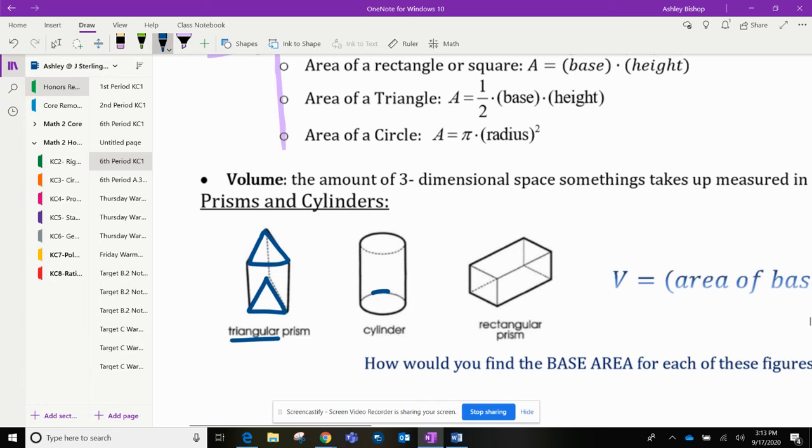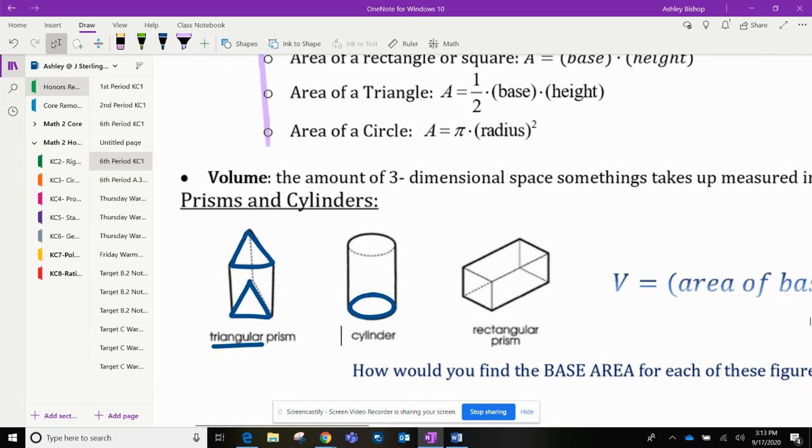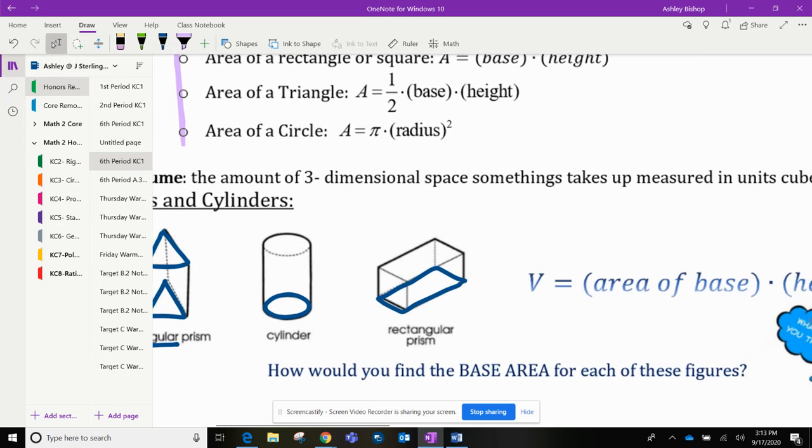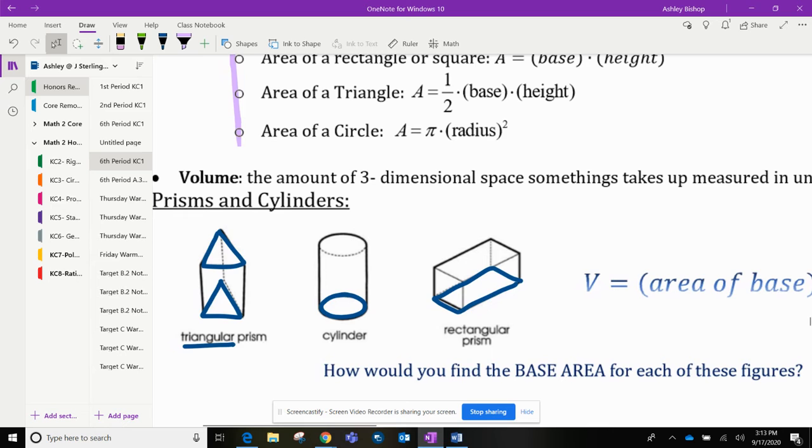In a cylinder, we've seen cylinders before, like a can of soup. A cylinder has a base shape of a circle. And then a rectangular prism, you have to look at that base. A rectangular prism has a base of a rectangle. And then we will apply their volume formulas. There is a formula right here, but I give you a better one in a second.